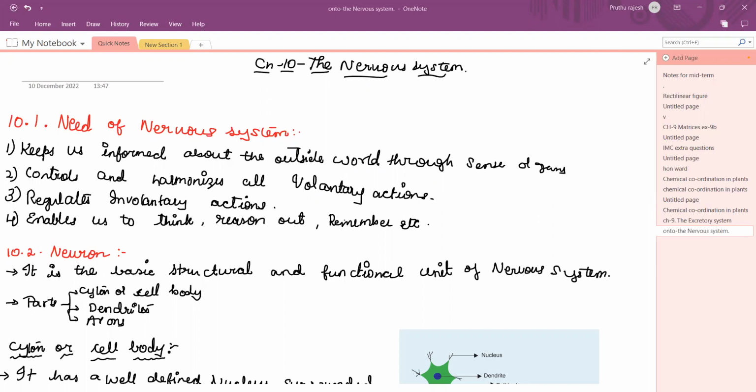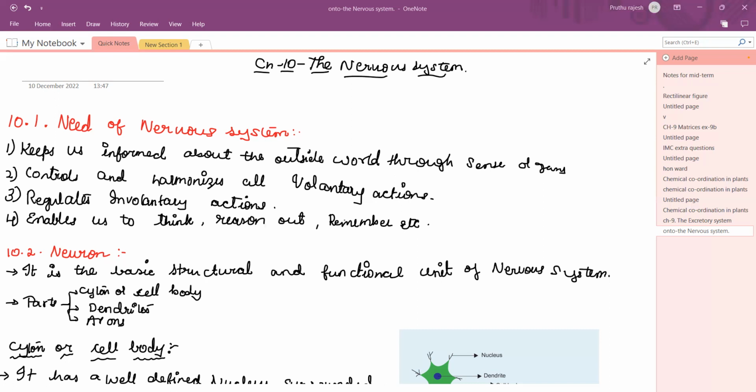So in today's session, I'm going to be starting a new chapter called the nervous system. So let us begin. Need of nervous system. What is the main need of nervous system? We need the nervous system for the following four reasons.